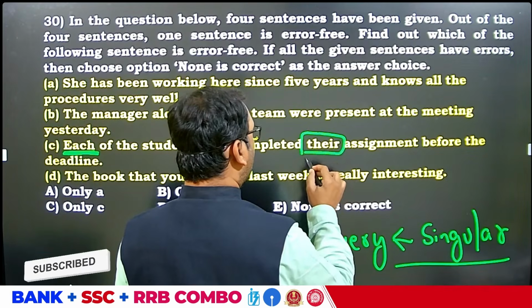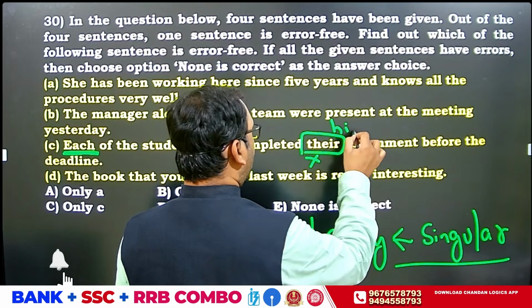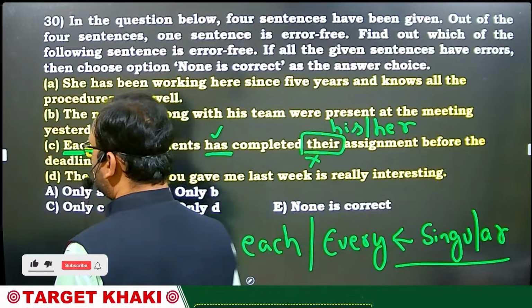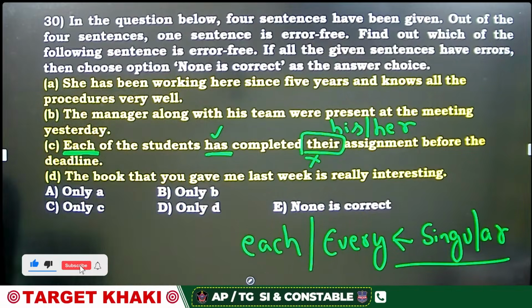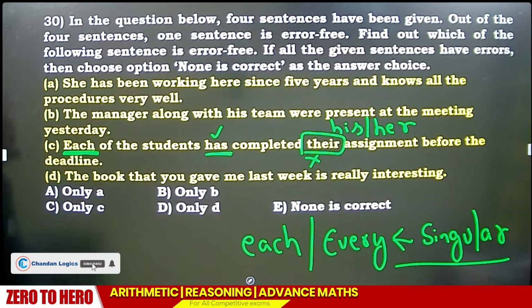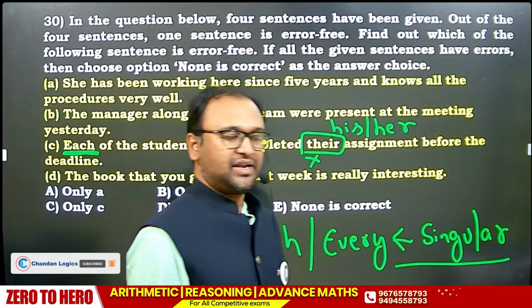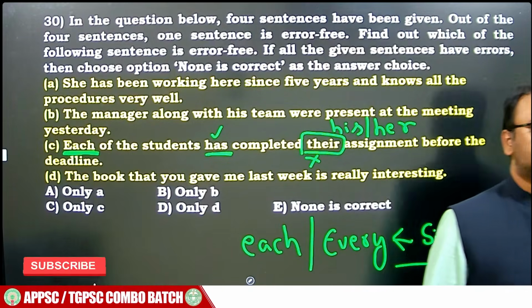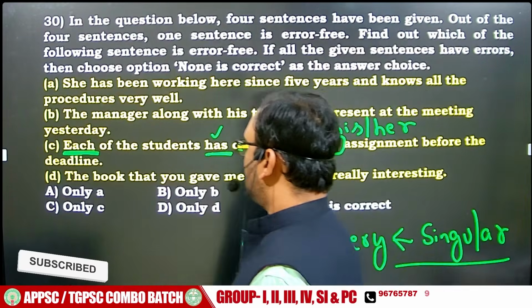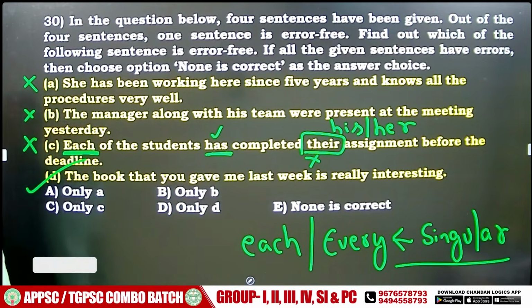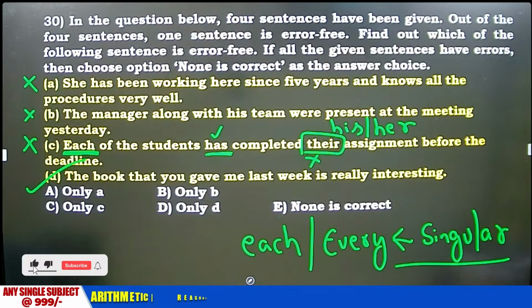Their is plural. Instead of their, you can use his or her. Each of the students has completed his assignment. Each of the students has completed her assignment. This is it. Are you getting my point? My dear friends, that is why only D option is the right option. There is no problem with the D option, guys.